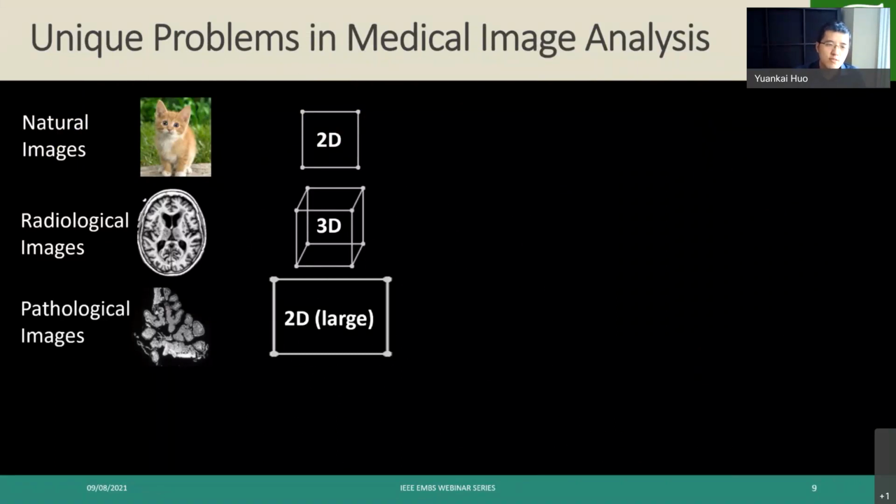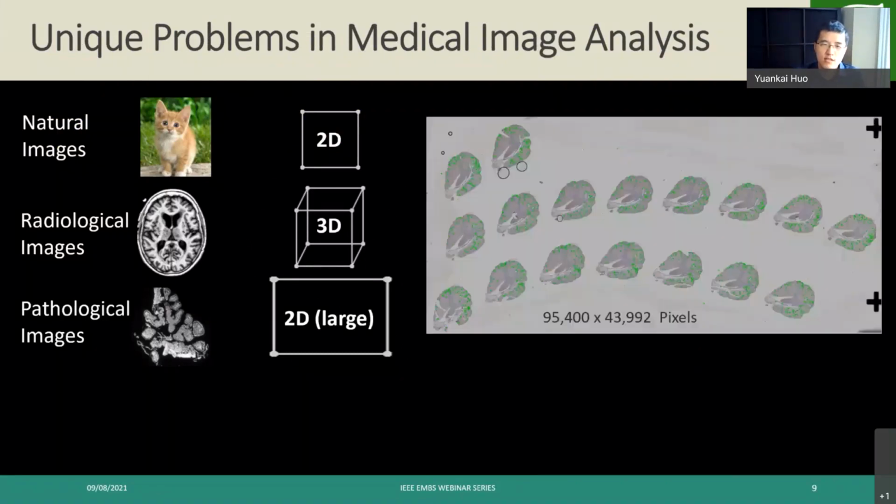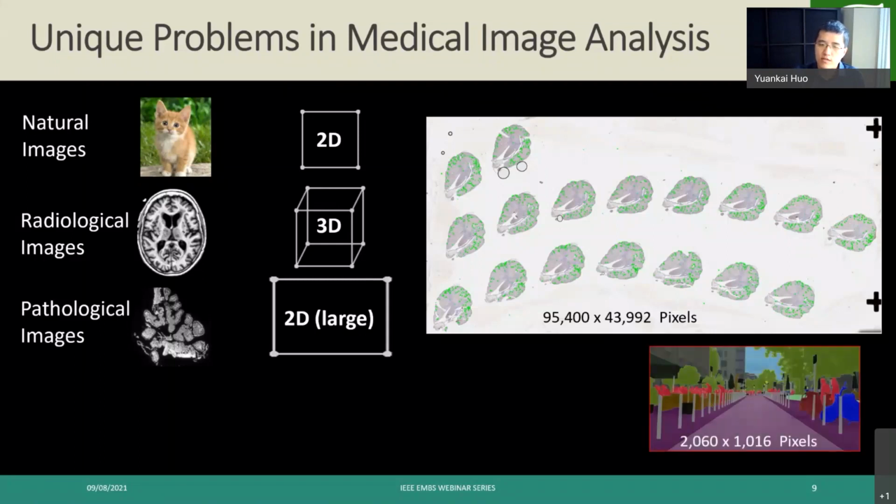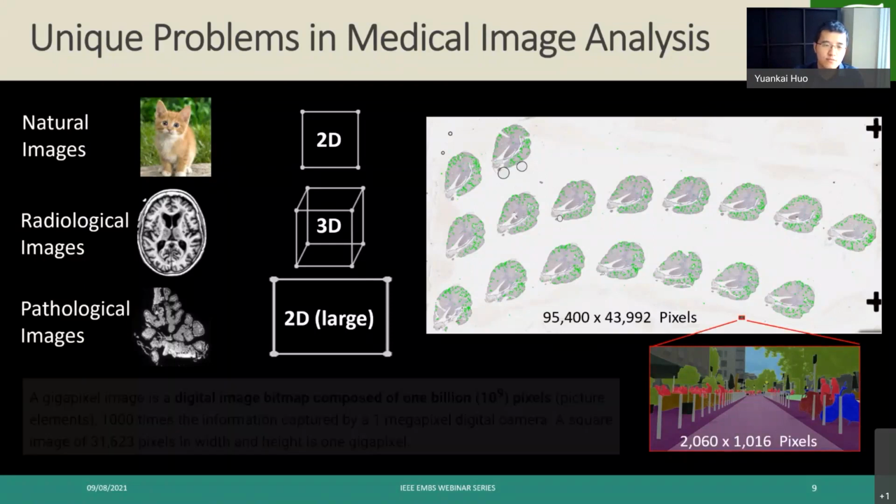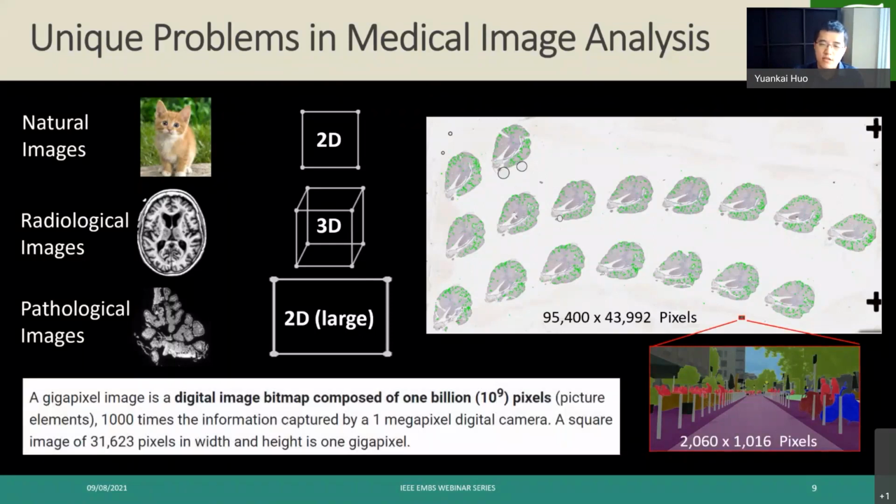Okay, another field is pathological image analysis. So in this case, we're dealing with 2D images, but they're way larger than a normal image in computer vision. For example, this is quite a large image for computer vision, but if we map it to a whole slide of pathology image, we can see it's only a very tiny portion. For pathology, we're typically dealing with gigapixel level images.